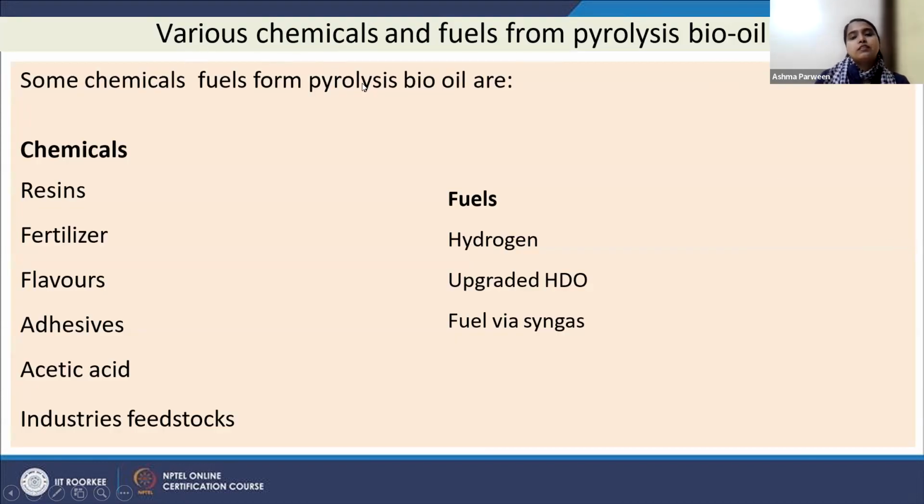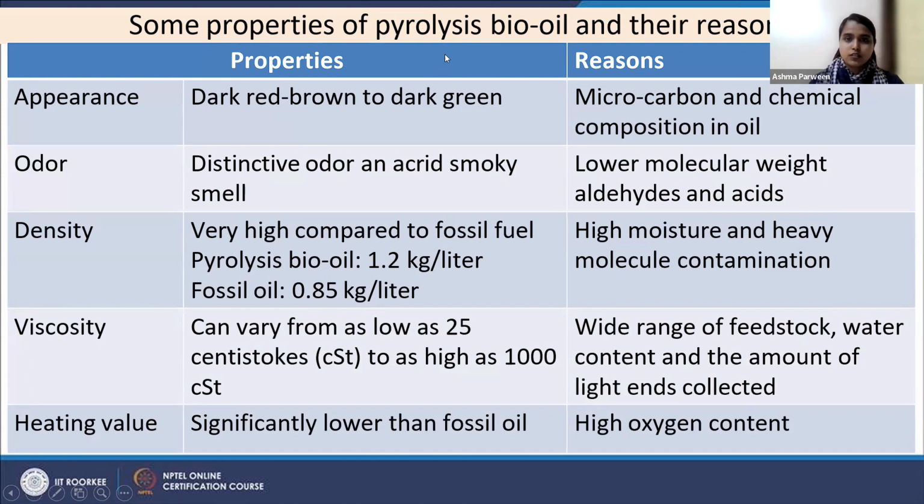So, various chemicals and fuels from pyrolysis bio oil. What are the chemicals we can get from pyrolysis bio oil? We can get resins, fertilizers, flavors, adhesives, acetic acid, and industrial feedstocks. And the fuels we get are hydrogen, upgraded fuels, syngas, etc. So here are some of the properties of bio oil. The reasons for these properties are given. Please refer to the slides for this.